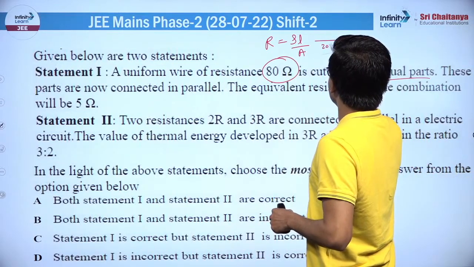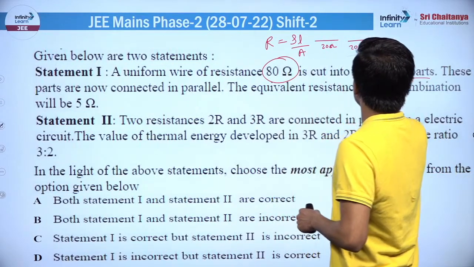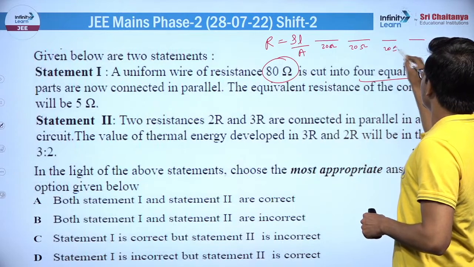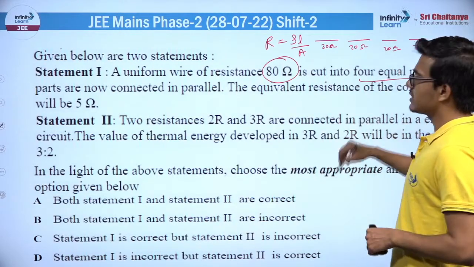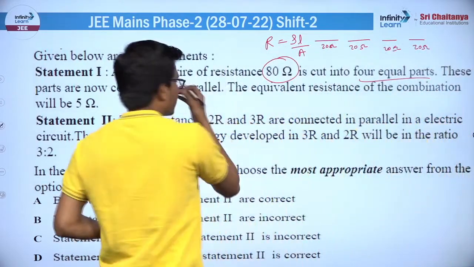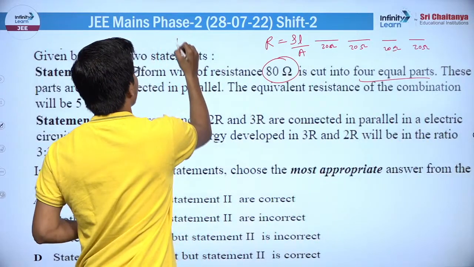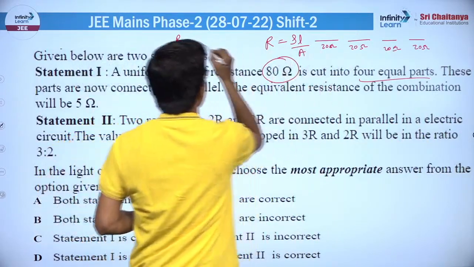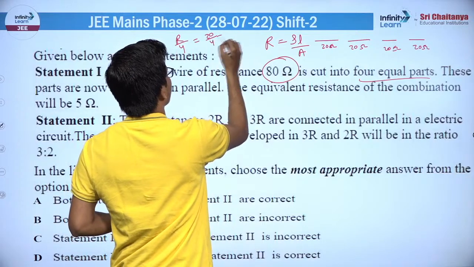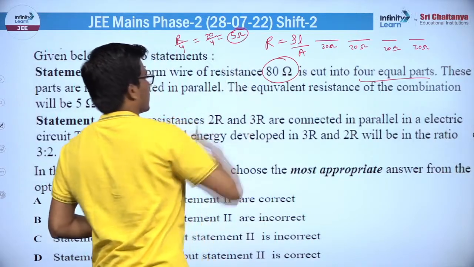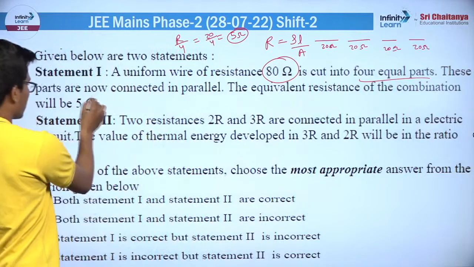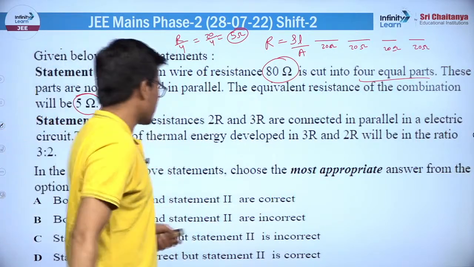means the resistance of one part will be 20 ohm. So like this you are having 4 parts, right? Now you are connecting them in parallel. So if you connect equal resistances in parallel, the equivalent will be R by 4, and one is having 20, so the equivalent will be 5 ohm, right? And what statement one says is 5 ohm, so this one is the right statement.